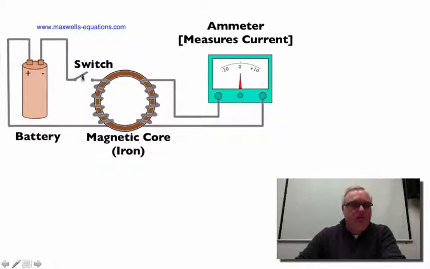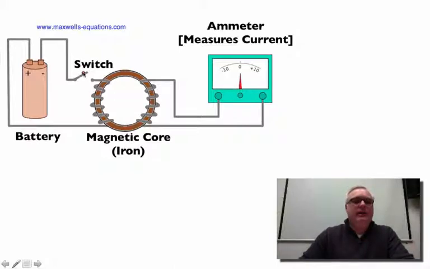but what he noticed is when he closed the switch, the ammeter would briefly move. And when the switch was closed and stayed closed, it went back to zero. But when he opened the switch, the ammeter would move again, this time in the opposite direction.